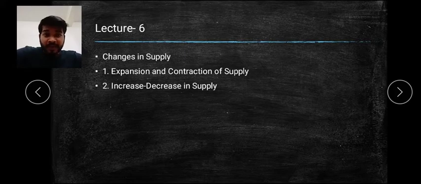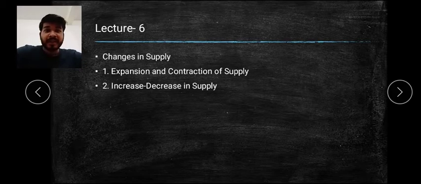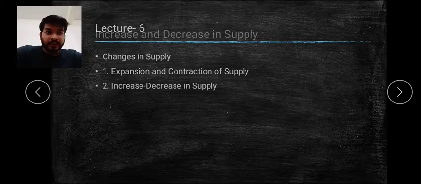Now we have already studied expansion and contraction of supply, which is based on price. Where there is a fluctuation in price, there is an expansion and contraction of supply which takes place. Today we are going to learn the other factors, other than price, how they affect supply and cause an increase and decrease in the supply curve. So let's start quickly.